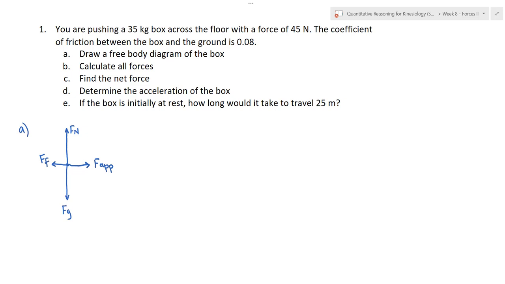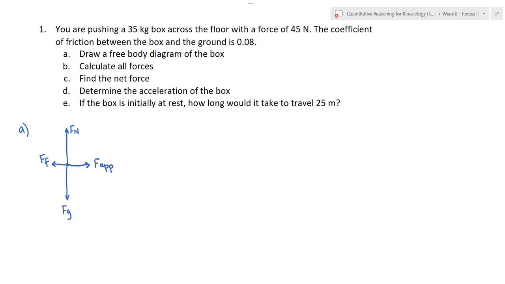It's not moving vertically at all. So the forces in the y direction should cancel out. There's only those two forces, so they must be equal to each other in magnitude. So the length of those vectors should be approximately equal to each other when I draw it. Now we have force applied and force of friction. We know that the net force should be pointing in the direction the object is accelerating. The object should be accelerating to the right because we're pushing the box to the right.